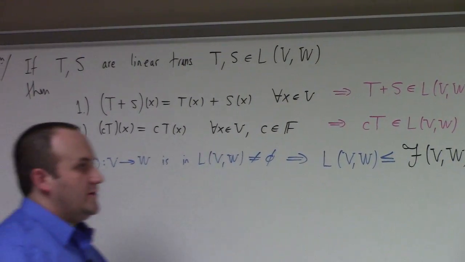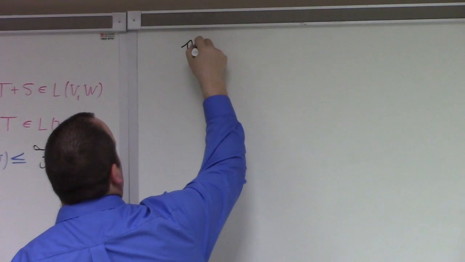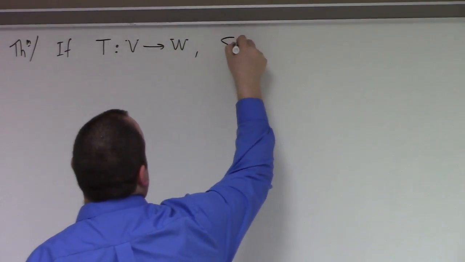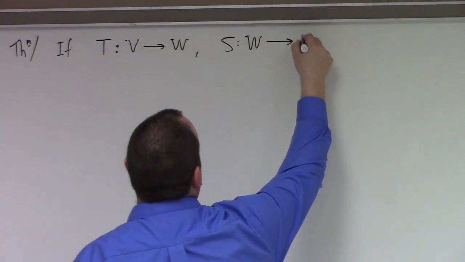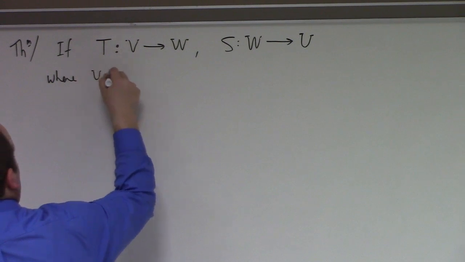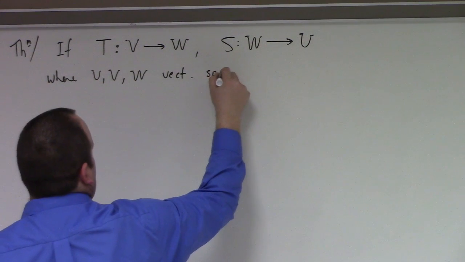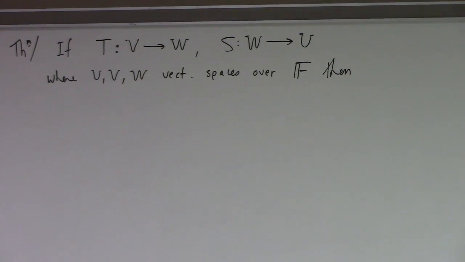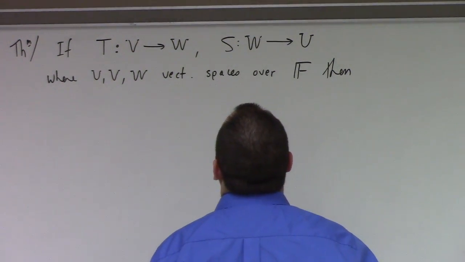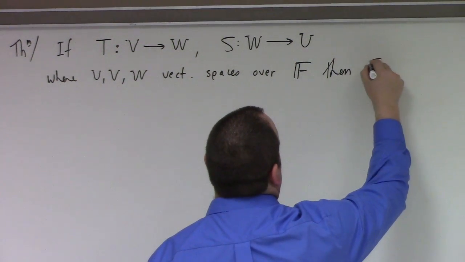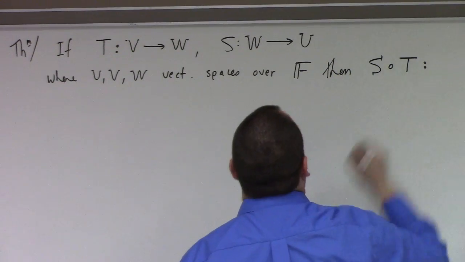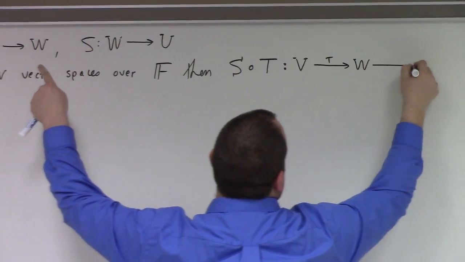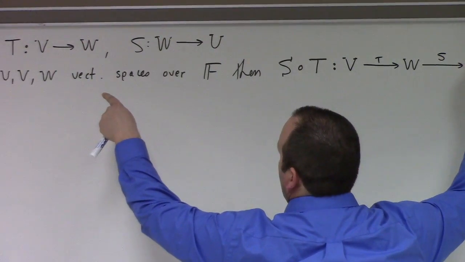It's kind of interesting. Another kind of transformation you could look at, another little theorem. If we have T, say, going from V to W, and if I have S going from W to some other vector space, let's say U, where U, V, and W are vector spaces over a field F, then the composition of these two, how would I do it? How about this? S composed with T, right? It starts at V, then T takes you to W, and then S takes us to U, right?